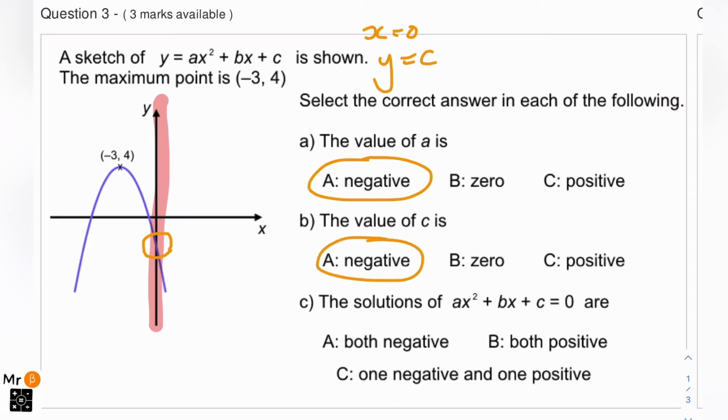Now having a look for our solutions, so this is on our x-axis, you can see our graph passes in the negative quadrant again. So therefore we know that both have to be negative on this equation.